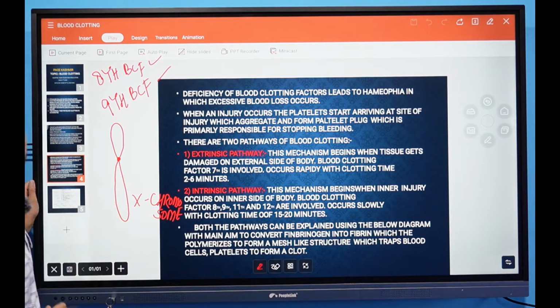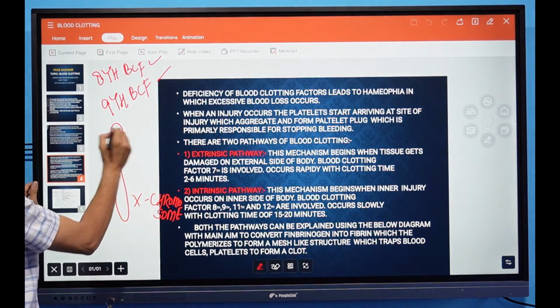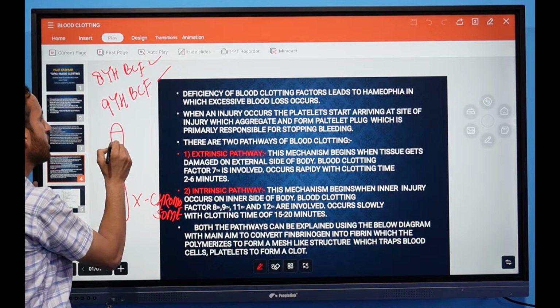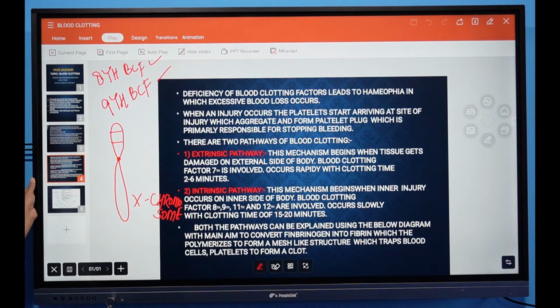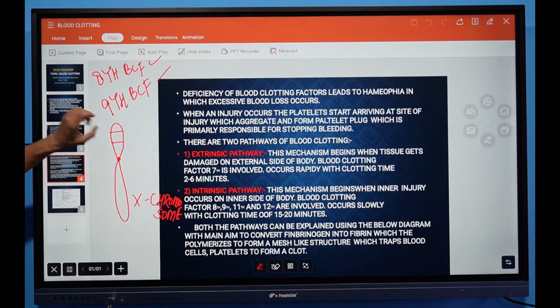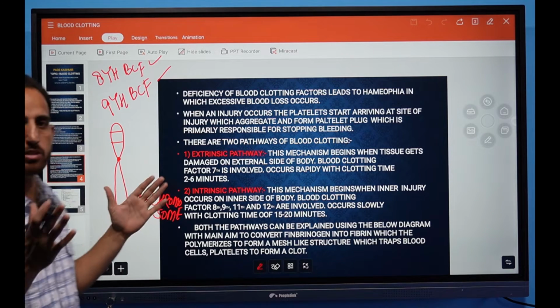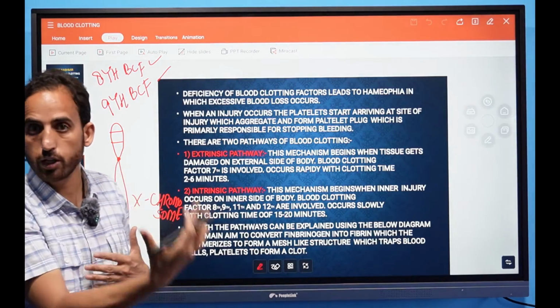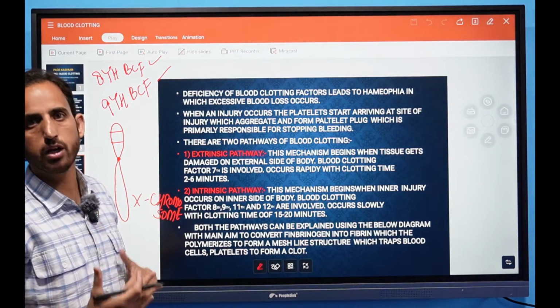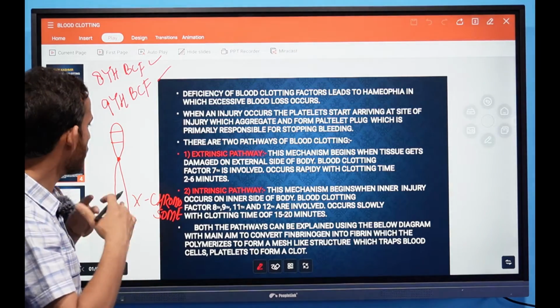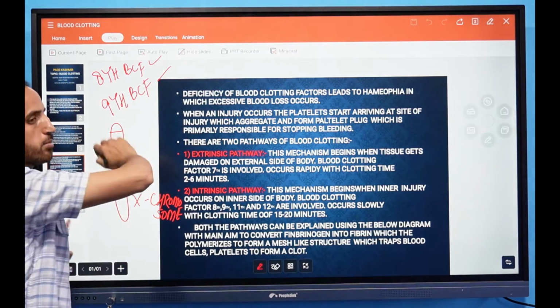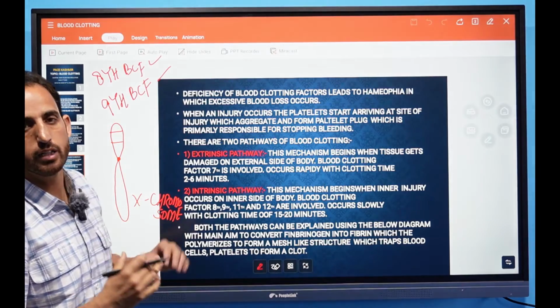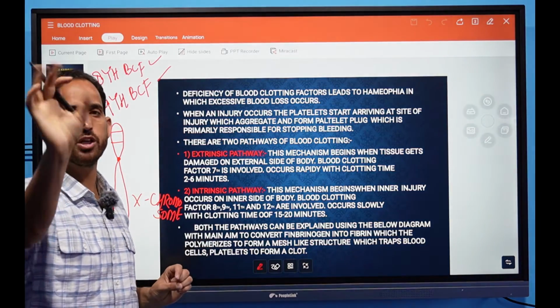For example, this is the X chromosome, here is the 8th blood clotting gene, and here is the 9th blood clotting gene. When a mutation occurs in these blood clotting genes, the person will suffer from hemophilia A and hemophilia B. That is why we say that these two types of hemophilia are X-linked recessive disorders.